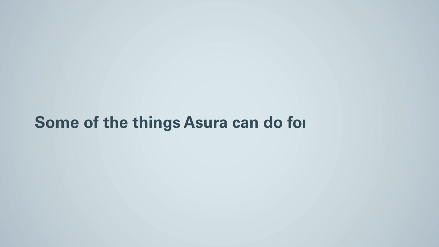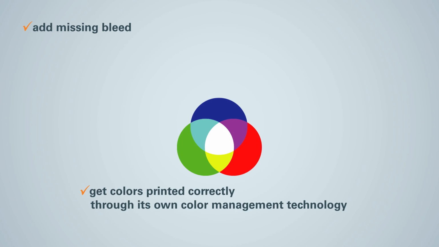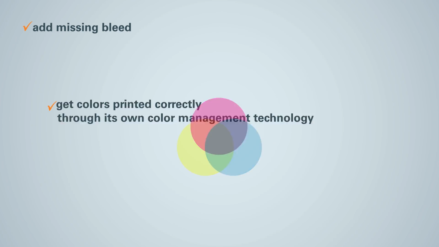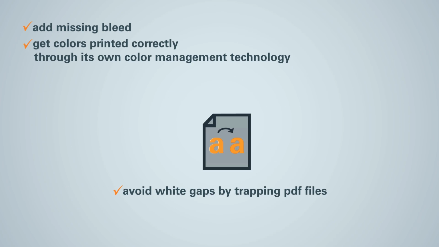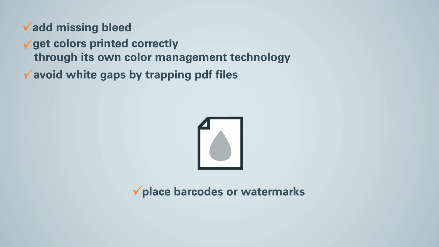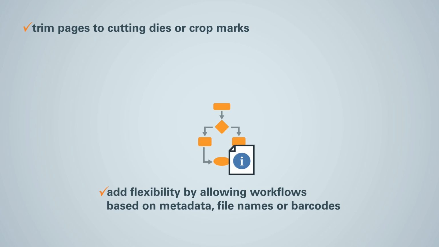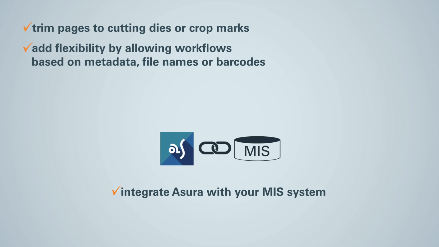Some of the things Asura can do for you include add missing bleed, get color printed correctly through its own color management technology, avoid white gaps by trapping PDF files, place barcodes or watermarks, trim pages to cutting dies or crop marks. Add flexibility by allowing workflows based on metadata, file names or barcodes, or integrate Asura with your MIS system.